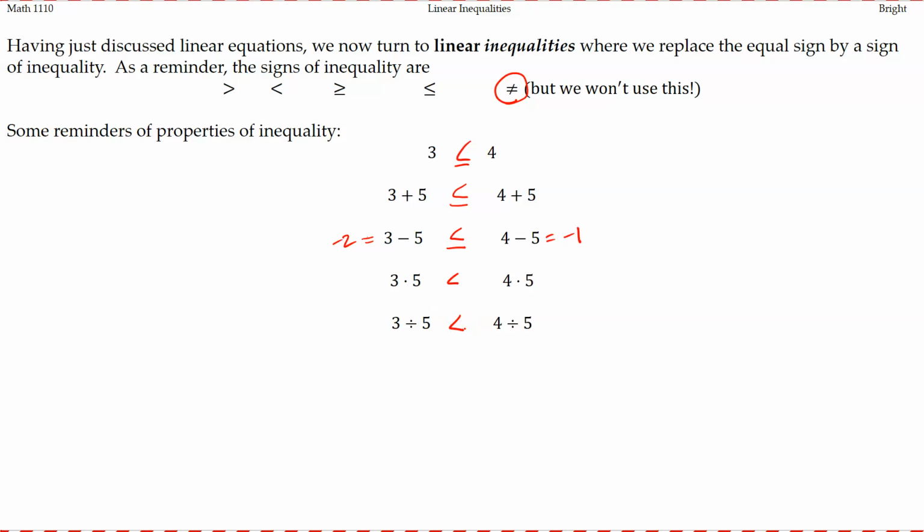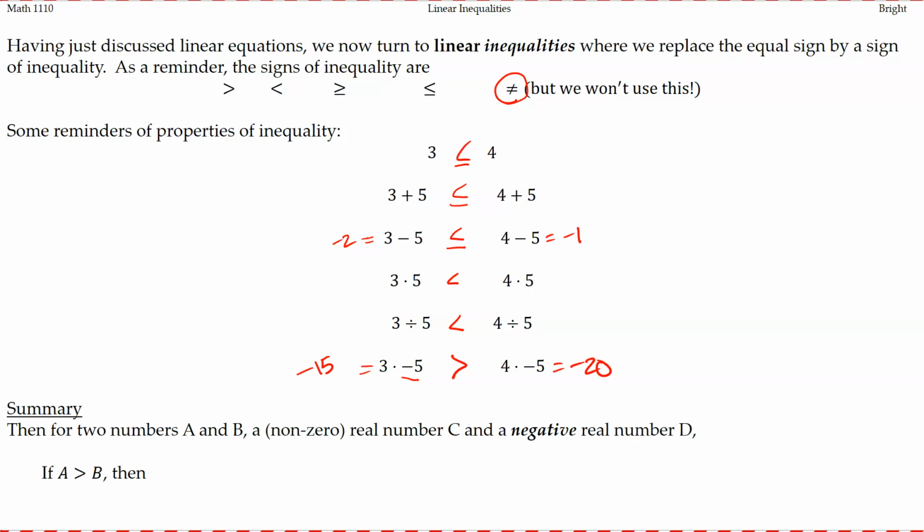But now, I want you to pause for this. This ends up being -15. This is -20. So actually, the inequality reverses when you're multiplying or dividing by a negative number.